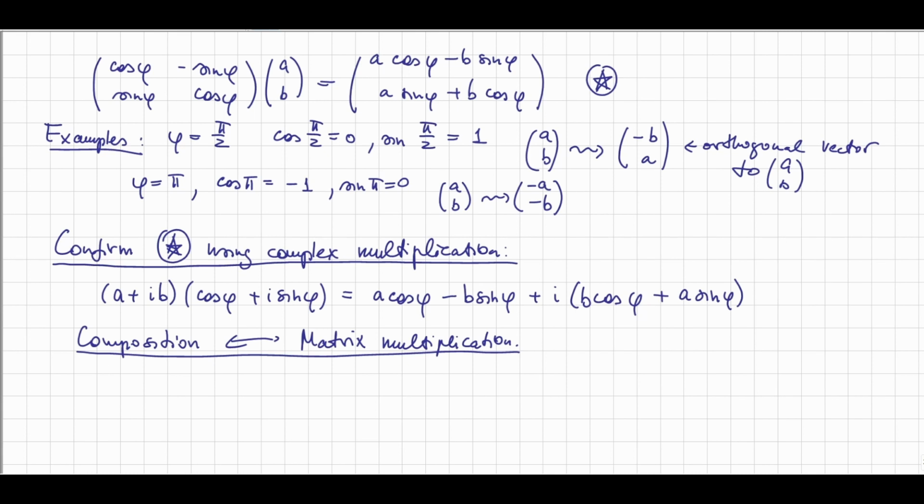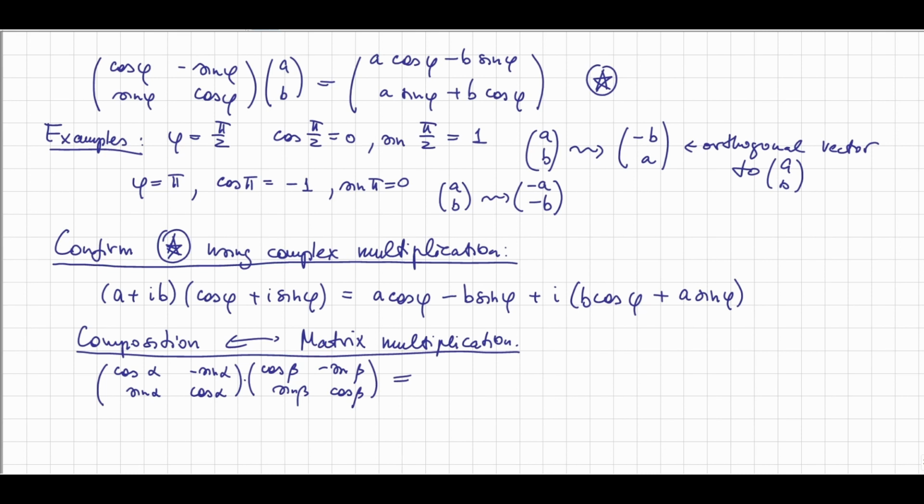They will correspond to two matrices, so the rotation by angle alpha will be encoded by the matrix cosine alpha, minus sine alpha, sine alpha, cosine alpha. And if we want to compose it with the rotation by the angle beta, we'll have cosine beta, minus sine beta, sine beta, cosine beta. And let us multiply these two matrices.